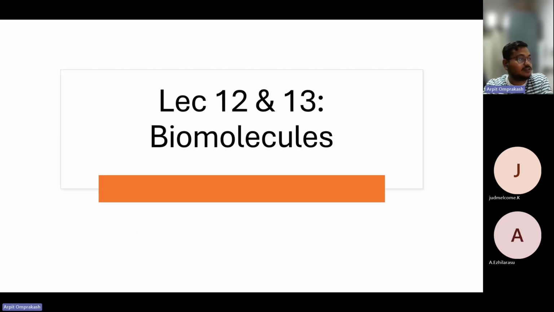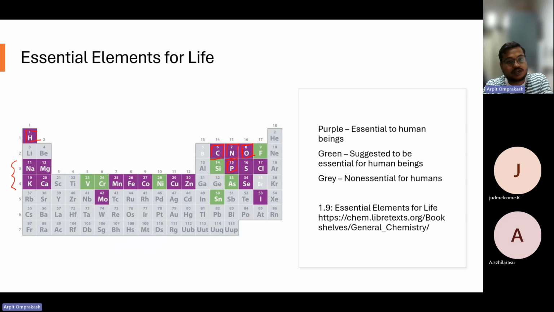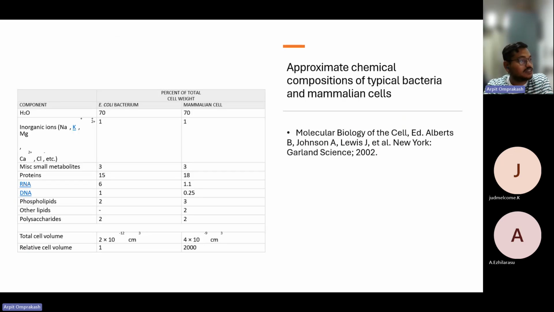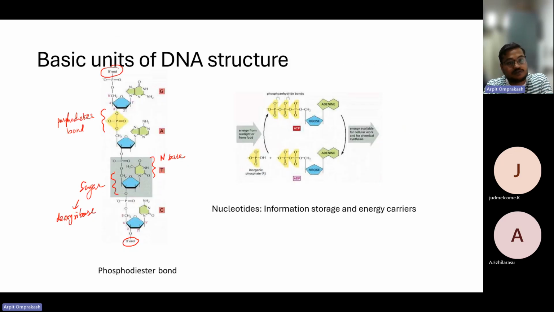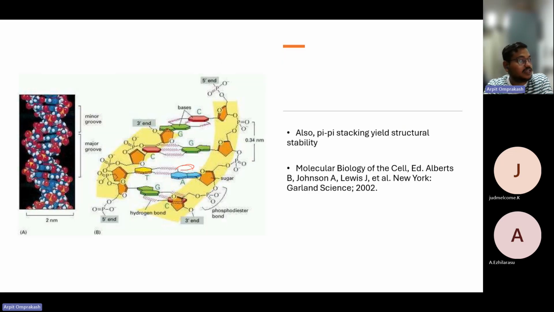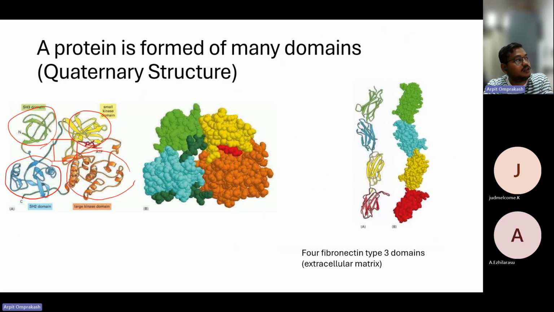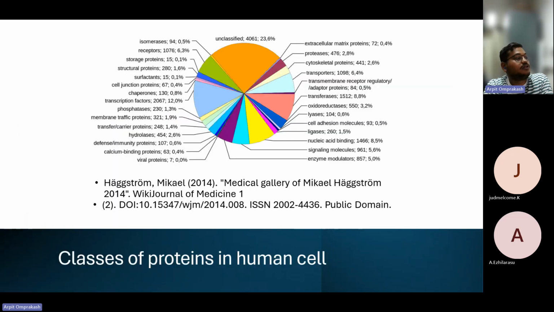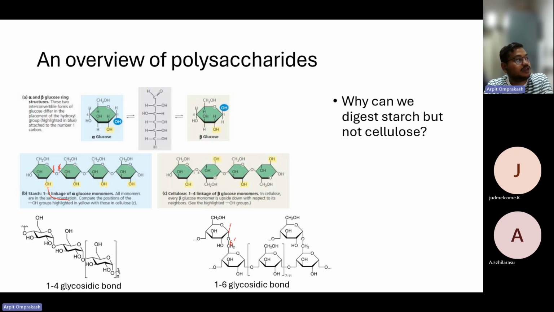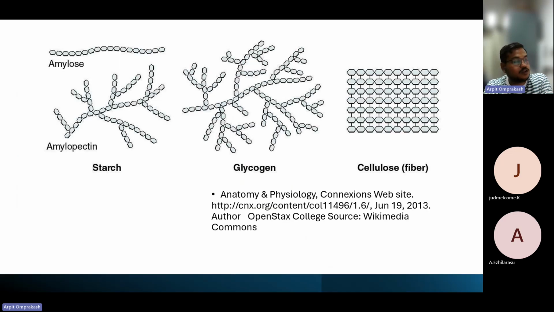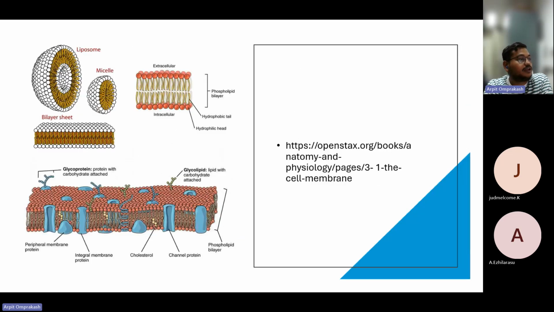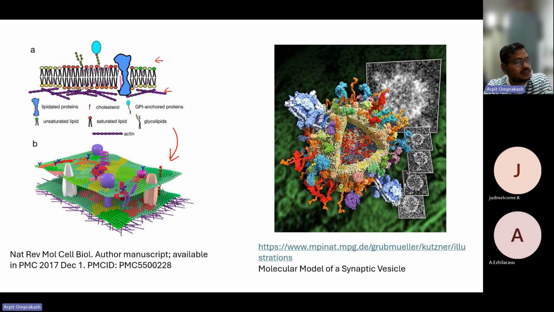So basically, in lectures 12 and 13, we talked about biomolecules, the essential elements of life, biological reactions, then the building blocks of the cell, and what the composition of the cell is. Then we talked about the basic units and structure of DNA, RNA, and protein, the primary, secondary, tertiary, and quaternary structure of a protein. Then we talked about polysaccharides and how they are formed: starch, glycogen, and cellulose. We talked about glycosaminoglycans, lipids, and then phospholipids and cell membranes.